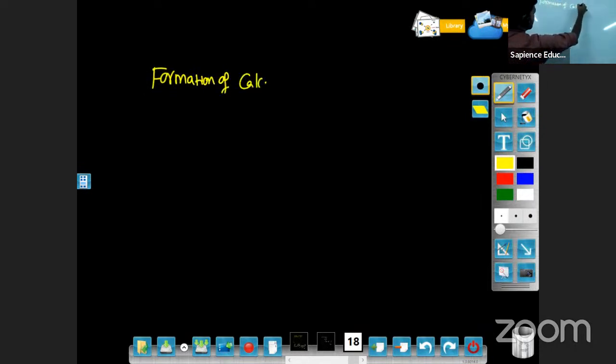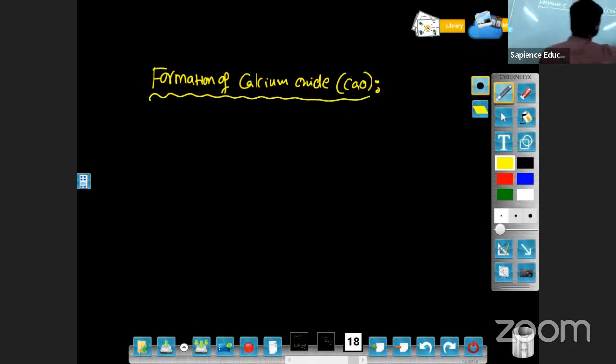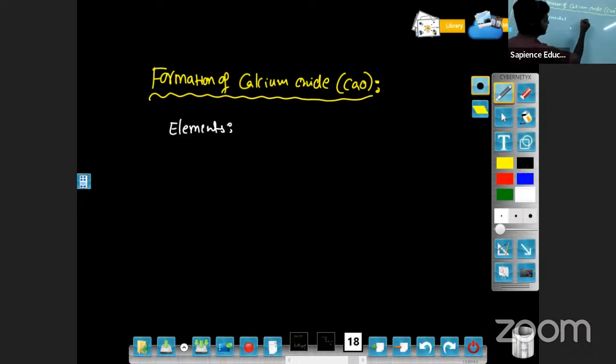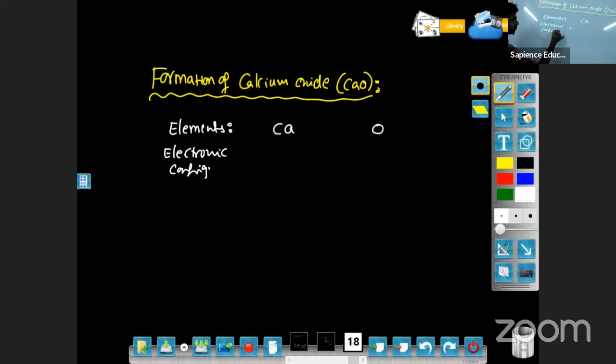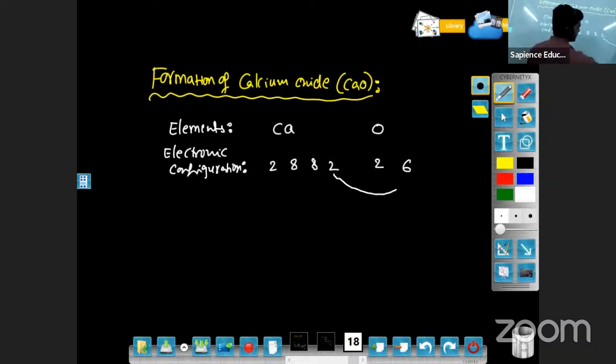Formation of calcium oxide. Formula CaO. How does it form? First we need to write the elements and their electronic configuration. Elements: calcium, oxygen. Electronic configuration: calcium 2, 8, 8, 2, right? Oxygen 2, 6. So here these 2 electrons transfer here, it becomes 8. So right here, 1 point.